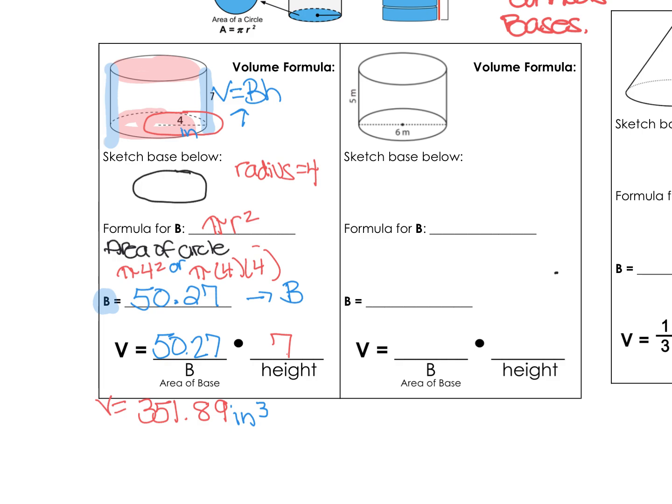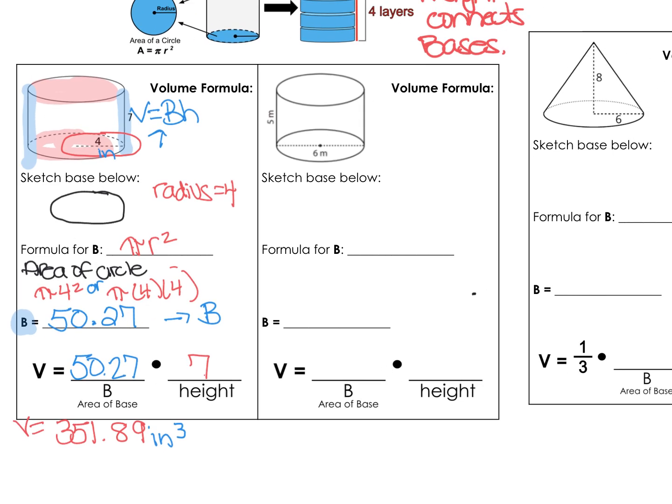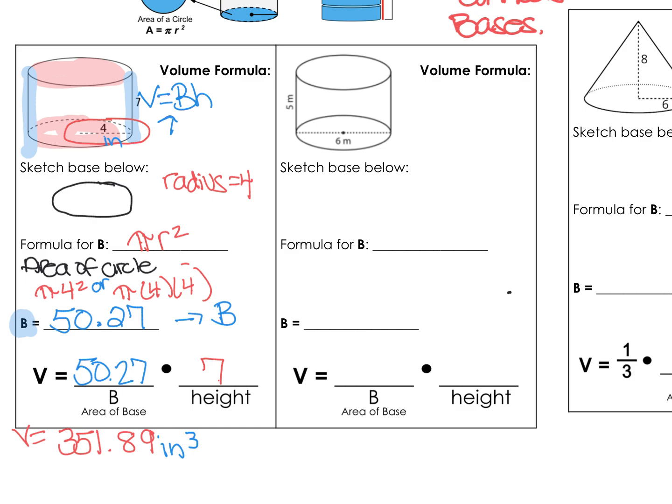Okay. So let's try another one. So we look at our next example. Okay. We recognize that we have a cylinder. So the first thing to do is identify which one is the base. Well, we know the base of the cylinder is a circle. Okay, so this is a base, this is a base. And then I'm going to identify the height. Well, height connects both of these bases.